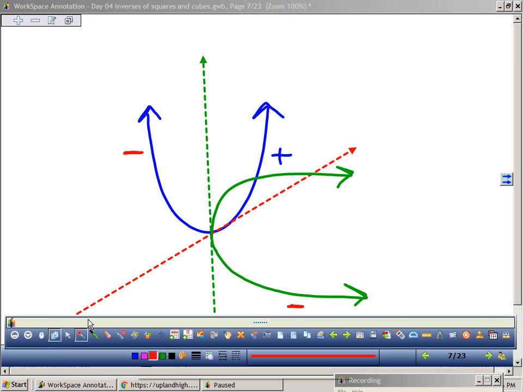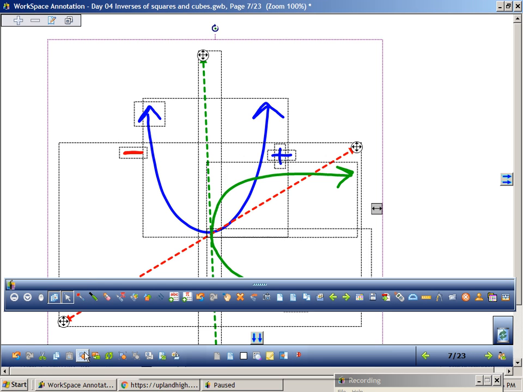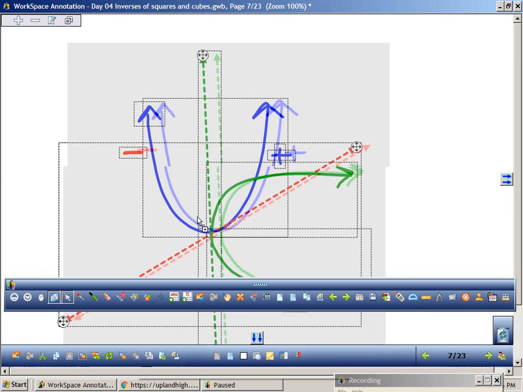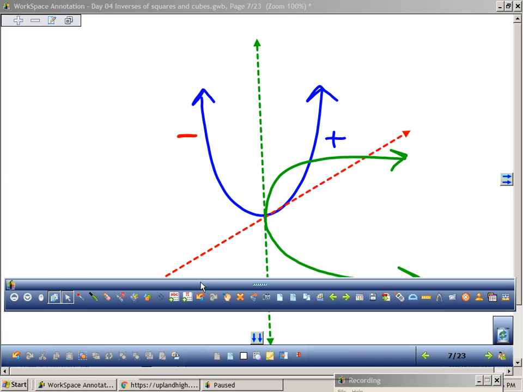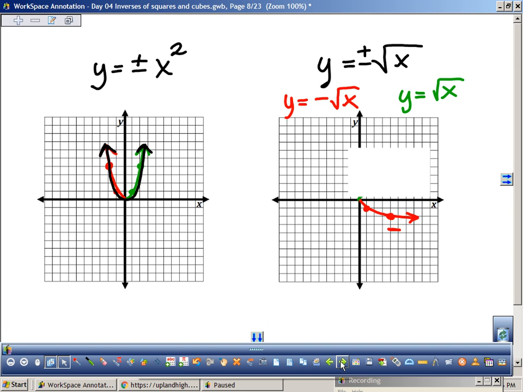Okay? Better? That's kind of a pretty picture. So you know what I should do? Select all of it and center it. Look at that. That's all I'm going to do. Okay.